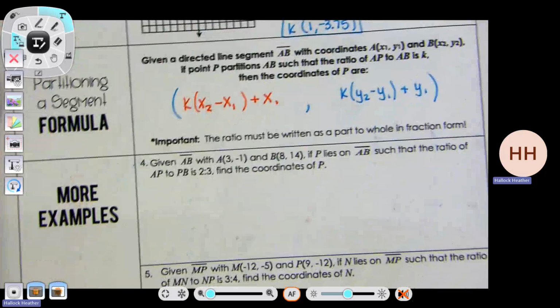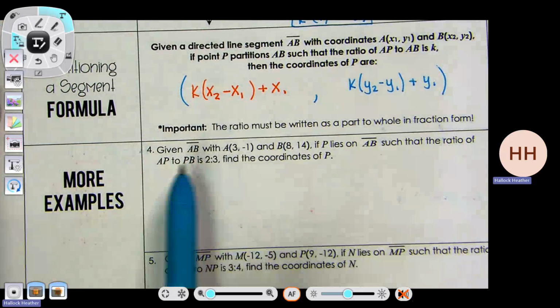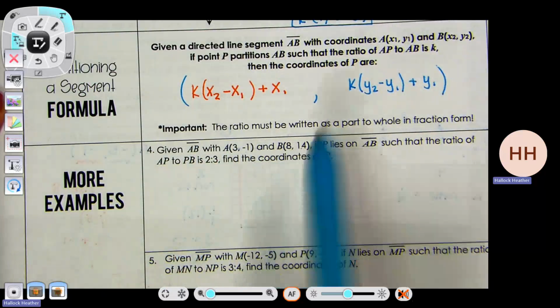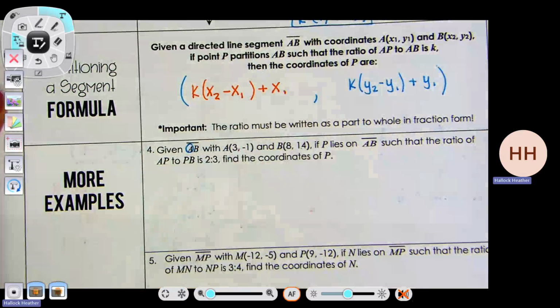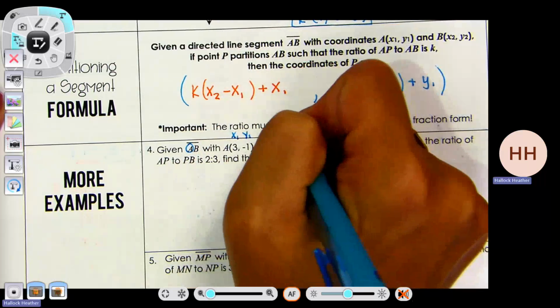So let's do number 4 without a graph. It says given AB with A as this and B as this. A is where I'm starting, so A is x1, y1 because A is where I'm starting. So I'm literally going to call it x1, y1, x2, y2.